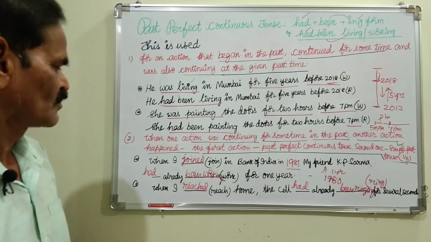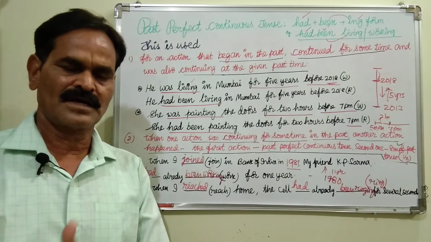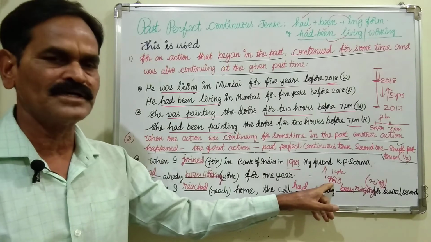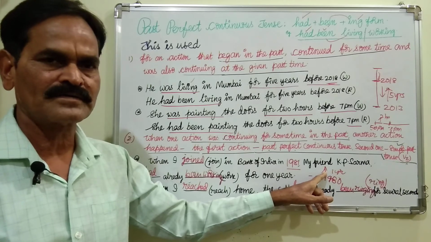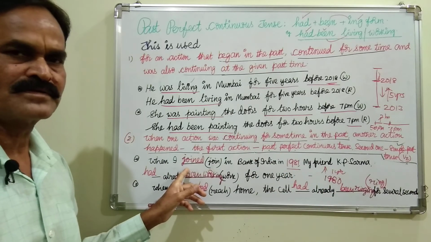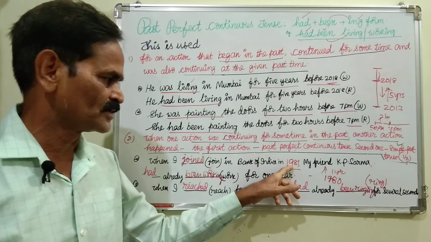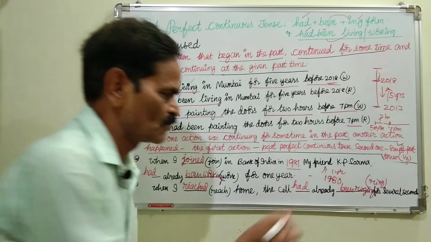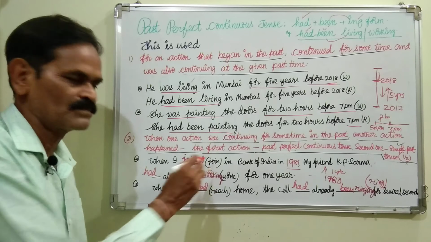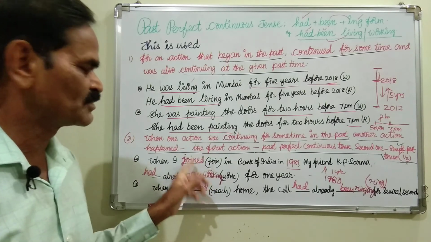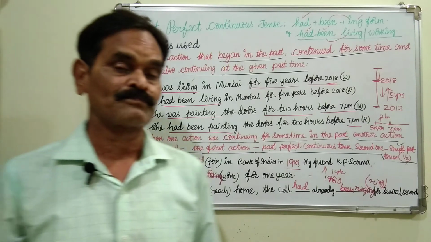In this way, when two actions happened, okay, one action began in the past, suppose in 1980, and it had continued for 1 year, then another action happened. Okay, another action happened in 1981, that is joining. At this time also, if this action was continuing, then we have to use had plus been plus ing form, and this must be in simple past tense.